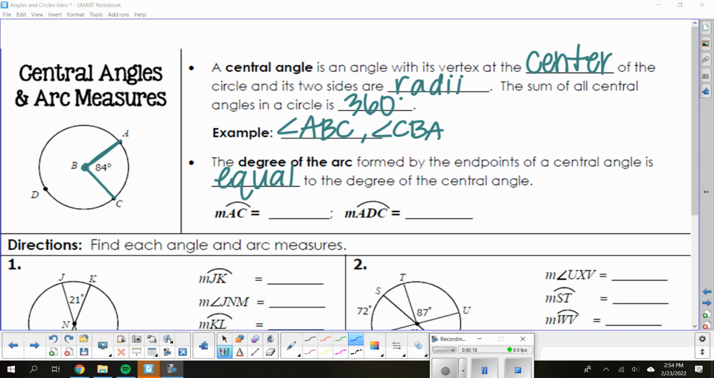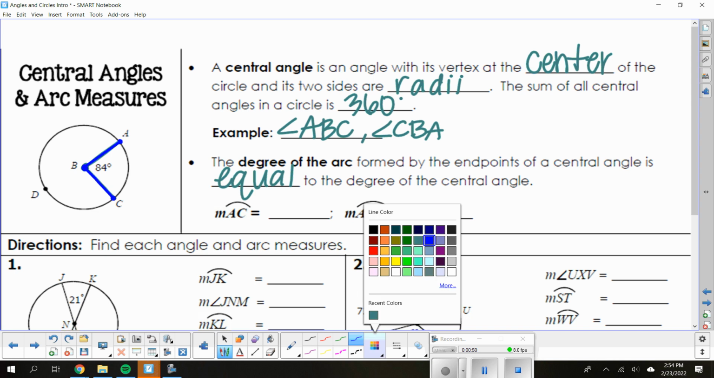So a central angle is an angle with its vertex at the center of the circle. So our center is point B right here. And its two sides are radii, because one of its sides is from B to A. The other side is from B to C, and both of those start at the center and go to the edge of the circle, so those are radii. The sum of all central angles in the circle is 360 degrees. So again, my angle could either be angle ABC or angle CBA.